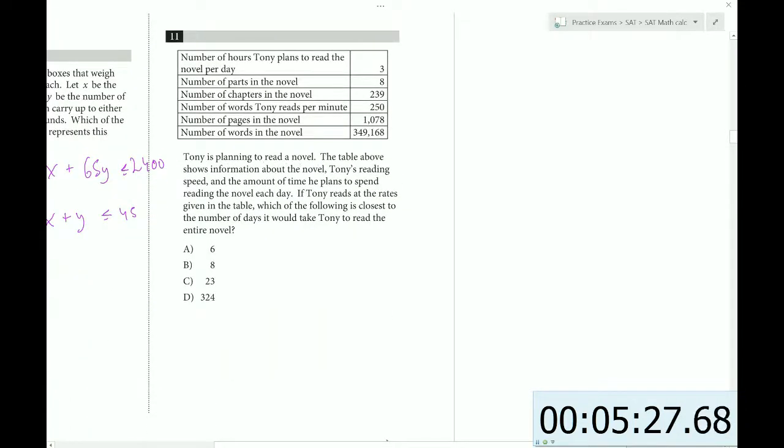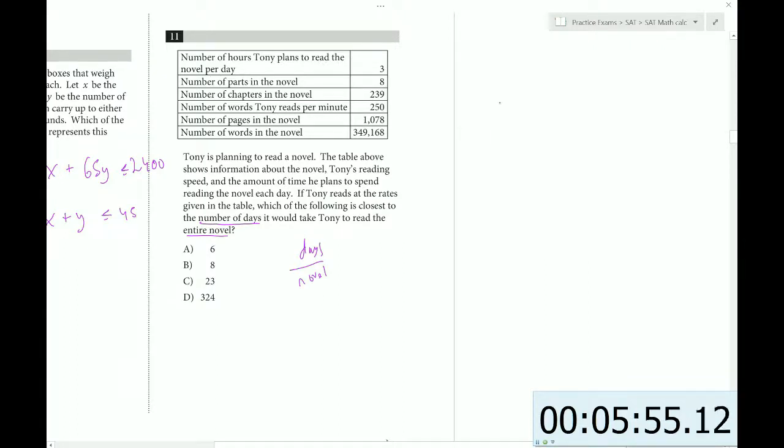Tony is planning to read a novel. The above table shows the speed and so on. If Tony reads at the rates of the given book, which of the following is closest to the number of days it would take him to read the entire novel? So we want the number of days per novel, basically. Days per novel. Or it might just be days. We'll see.